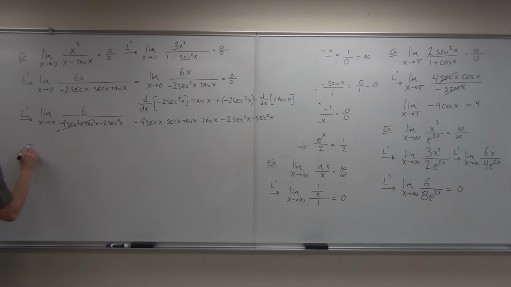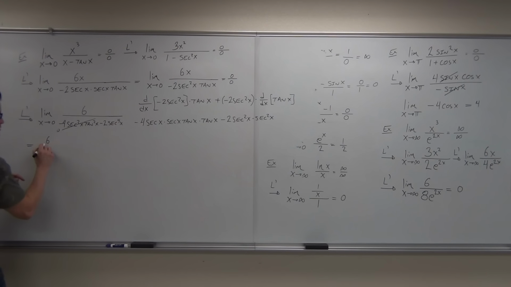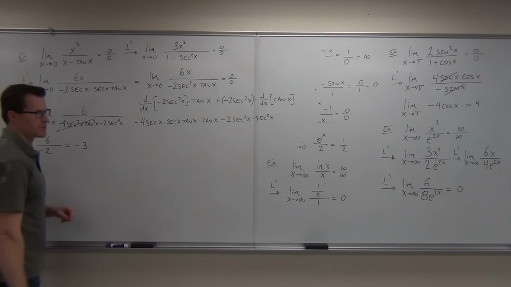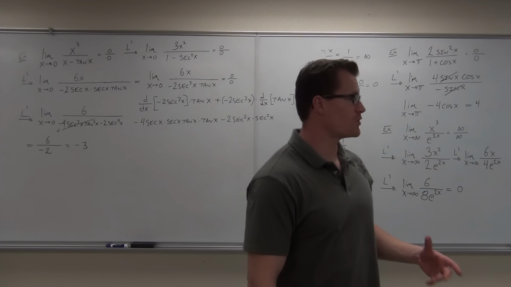All negative. So we stop writing the limit because we're done with the limit. We have 6, we've actually evaluated, over negative 2, our answer is negative 3. That limit's negative 3.